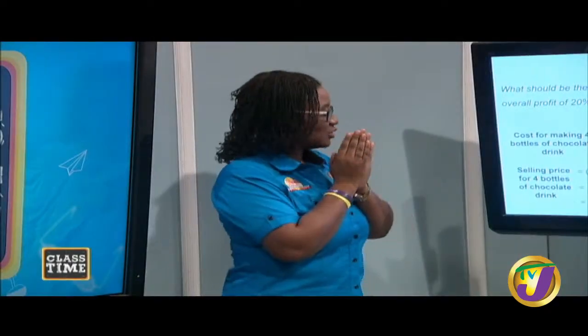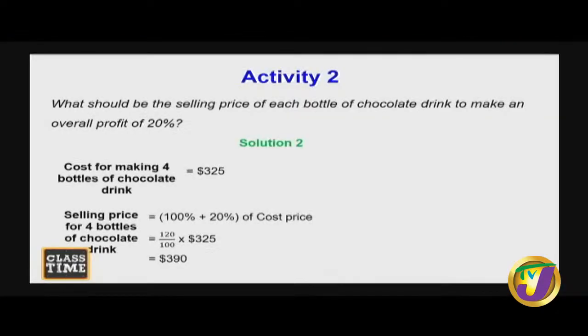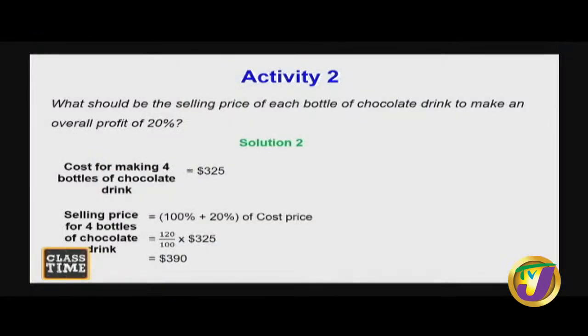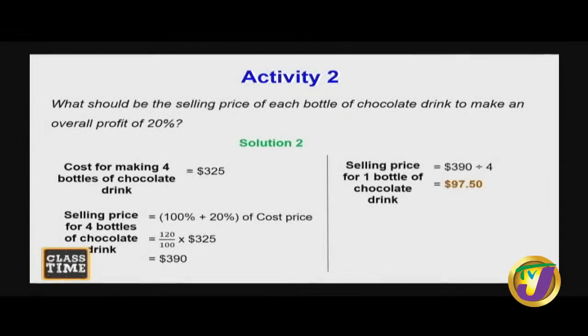So it means that when we sell 4 bottles, we must sell them for $390. But the question asks us, what should be the selling price for each? So just divide that by 4. All right, so 390 divided by 4, what does that give us? The same $97.50. Isn't that great? That's so lovely.